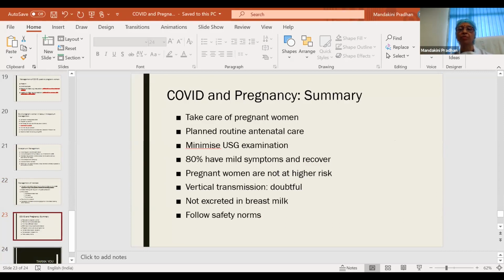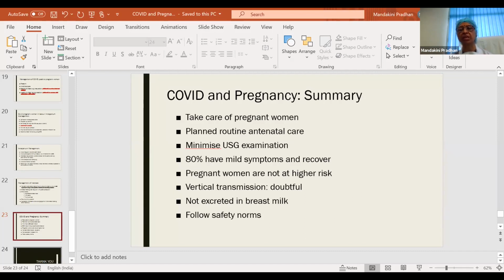So we need to take care of pregnant women, whether they are COVID or non-COVID, both of them. So we are in a catch-22 situation. Here is an obstetrician who takes care of two lives, two lives prone to COVID. We plan our routine antenatal care. Please, friends, like all those obstetric practices, plan your antenatal care. Do not call the patient at 6 weeks, 8 weeks, 10 weeks, and then do a transvaginal ultrasound, and then at 14 weeks. Please plan your antenatal visits.